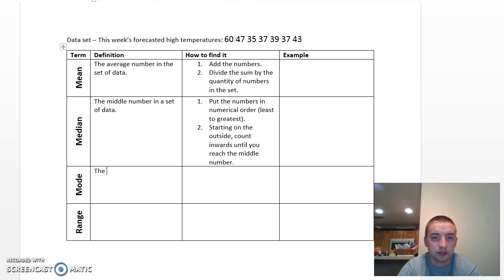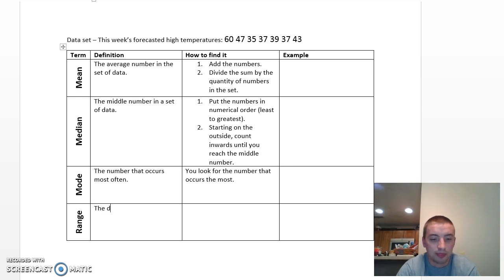The mode is the number that occurs most often. And how you find that is you look for the number that occurs the most. That one's pretty straightforward.